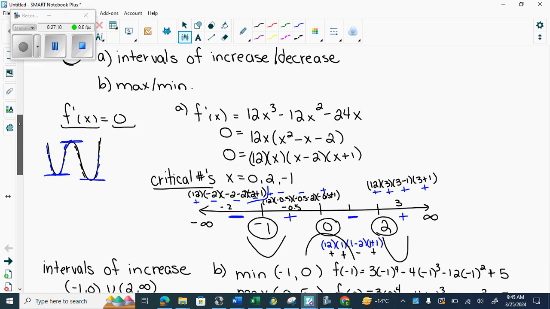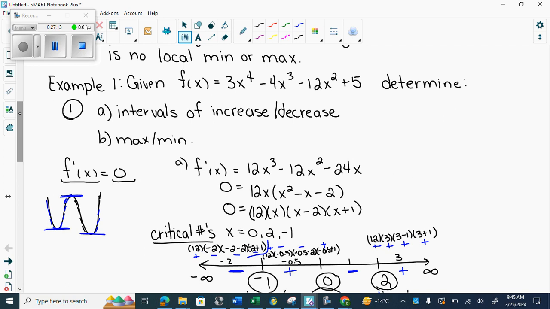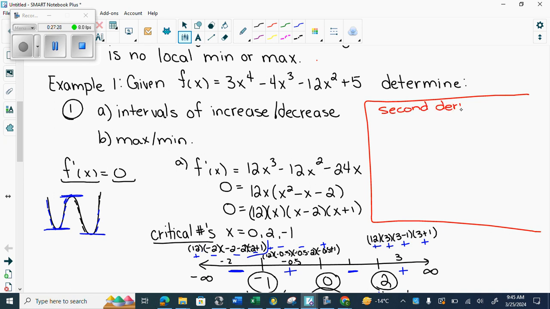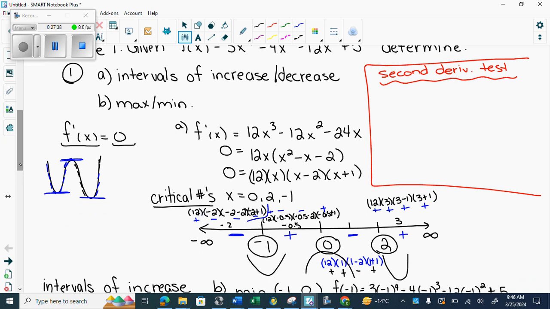So let's look back here. Let's go back to our very first one. We want to know if there's max and mins at our critical numbers. We're going to use the second derivative test. You can do it below the second derivative test if you so wish. I'm just putting it here so you can see it. What were our critical numbers? -1, 0, and 2, correct? Is that true? -1, 0, and 2.